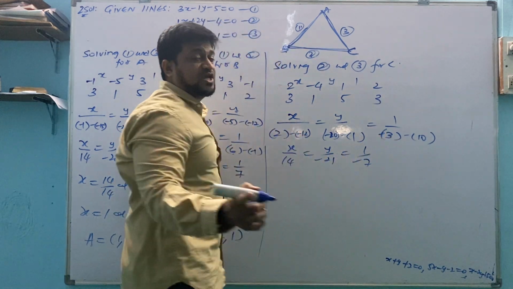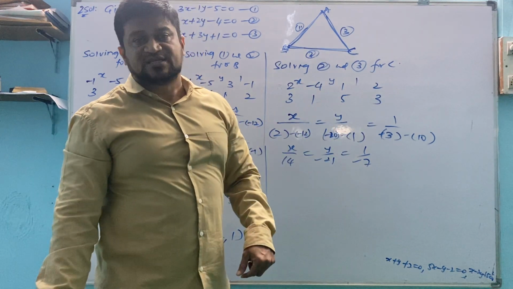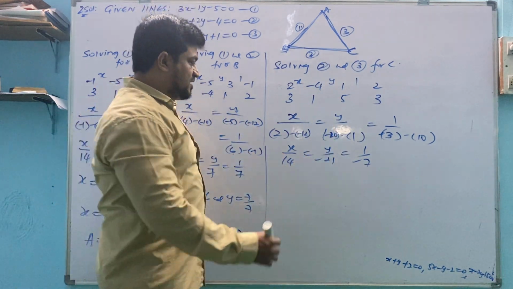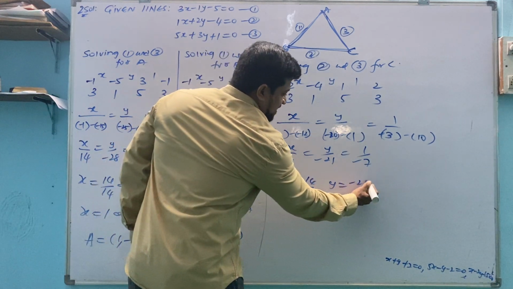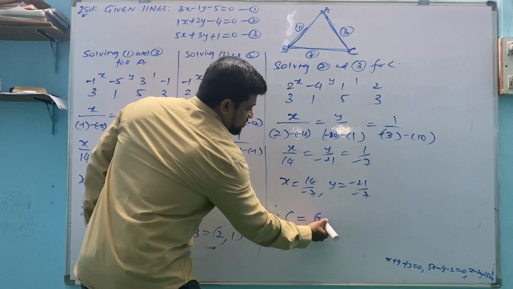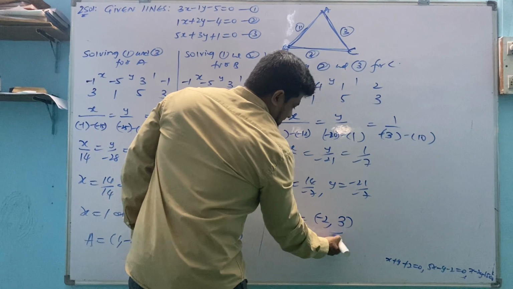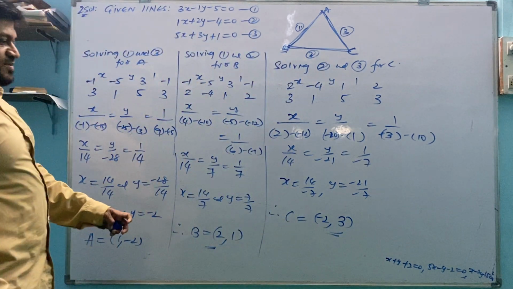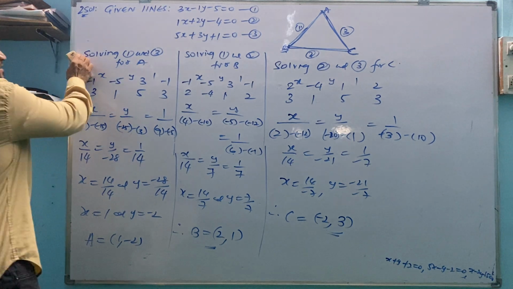You have to be very careful while dealing with the signs. 3 minus 10, don't simply write 7, that is minus 7. Then x equals 14 by minus 7 and y equals minus 21 by minus 7. Therefore, point C equals (2, 3). So we have A, B, C, 3 points. Now we have to find the circumcenter.